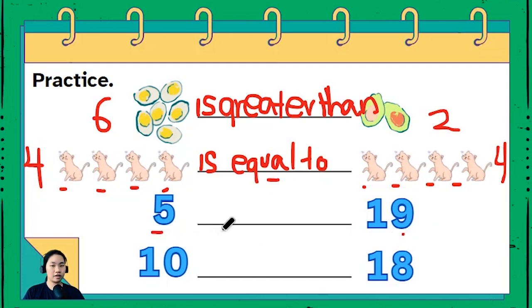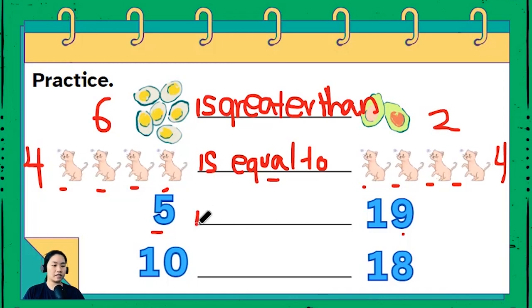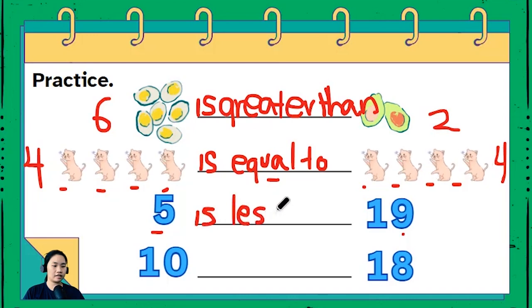Next up, 5 and 19. Is 5 greater than 19 or is 5 less than 19? Because we know they are not equal. 5 is less than, okay? Less than.